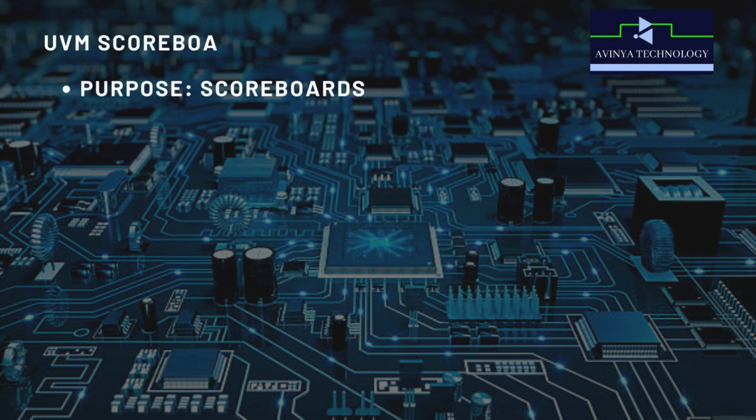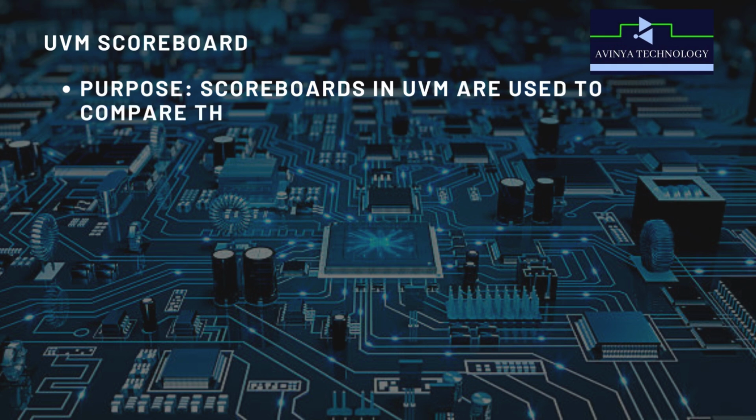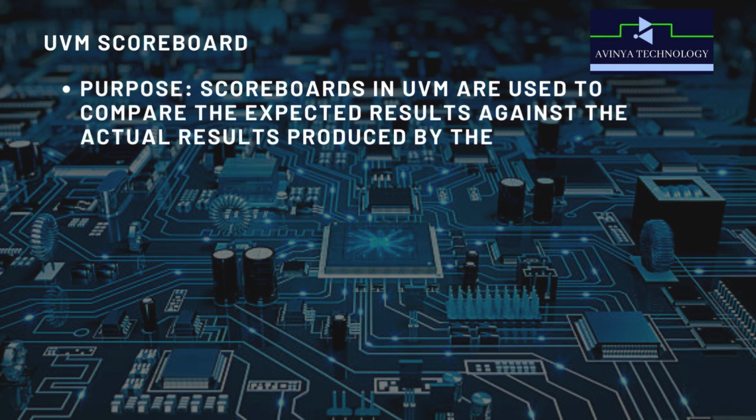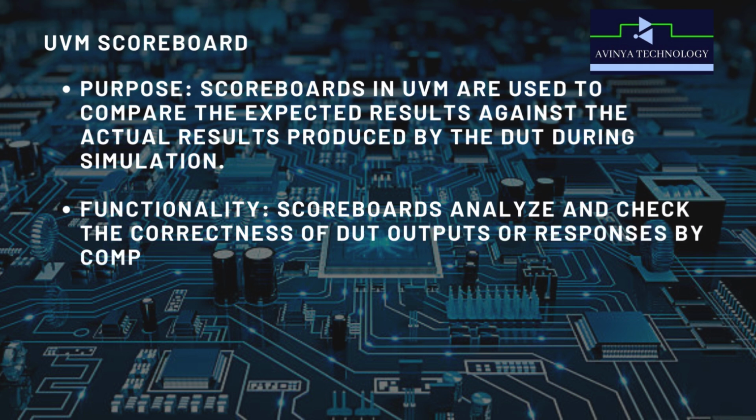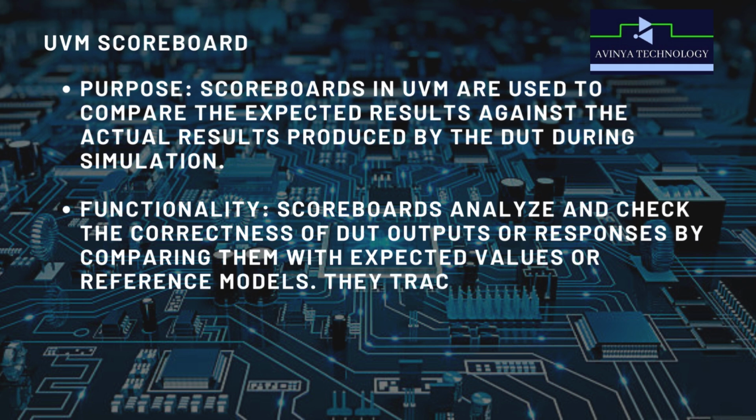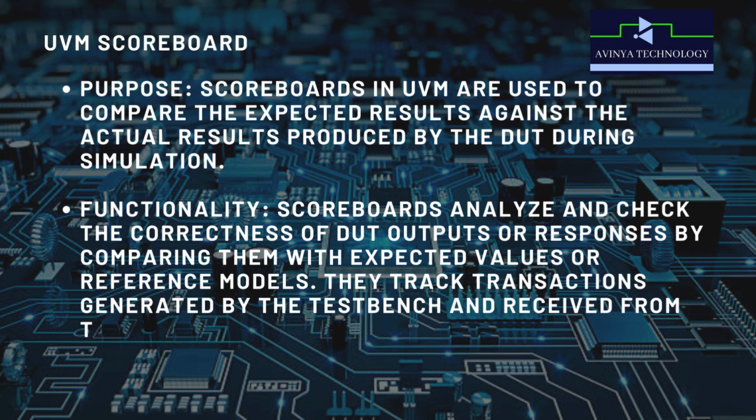UVM scoreboard. Purpose: scoreboards in UVM are used to compare the expected results against the actual results produced by the DUT during simulation. Functionality: scoreboards analyze and check the correctness of DUT outputs or responses by comparing them with expected values or reference models. They track transactions generated by the test bench and received from the DUT to ensure functional correctness.